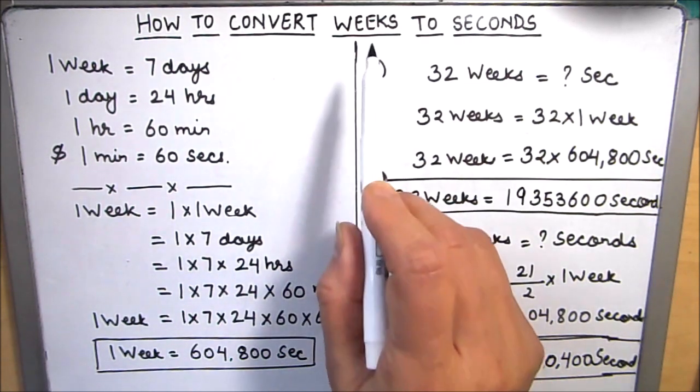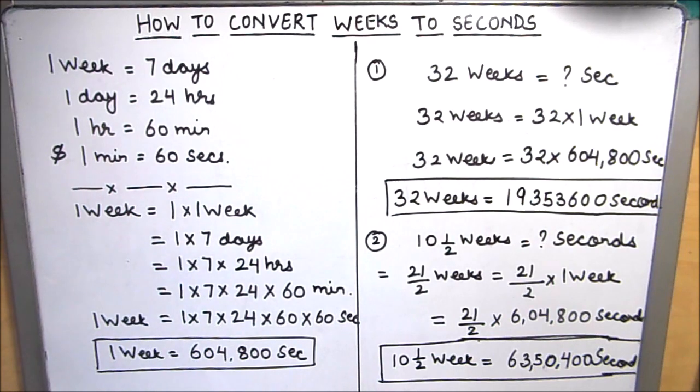To convert from week to seconds, we need to use the conversion factor, which is 1 week is equal to 6,04,800 seconds. Hope this is helpful to you.